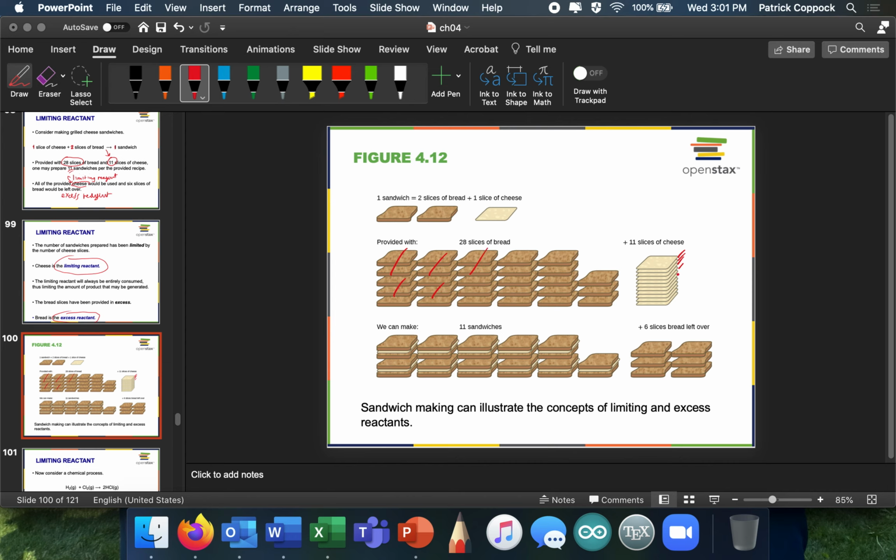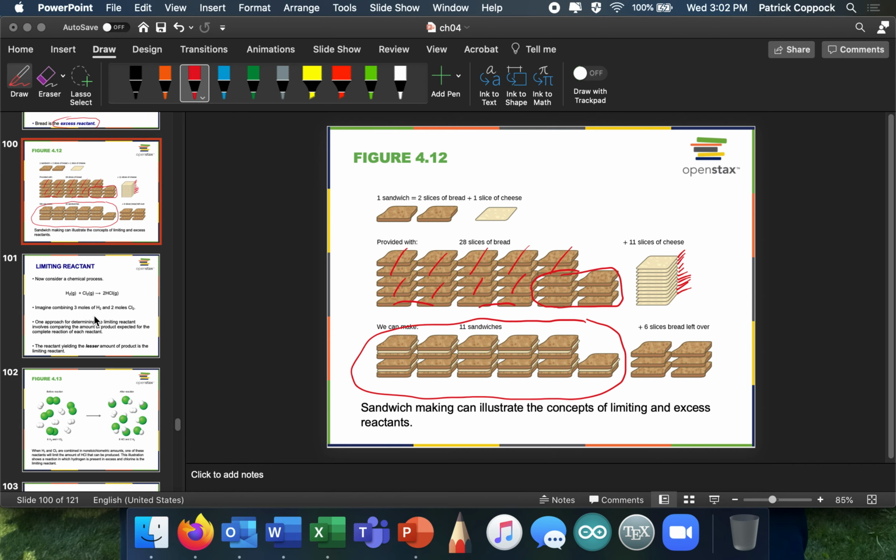Another 2 pieces of bread, another piece of cheese, and so on, again and again, and another 2 pieces of bread. And there's my last piece of cheese, right? So I've made 11 sandwiches. Here's my 11 sandwiches, and I've got 6 left over, and there's my 6 pieces of bread which are left over. Okay, so this is a great example of what we really do in chemistry.